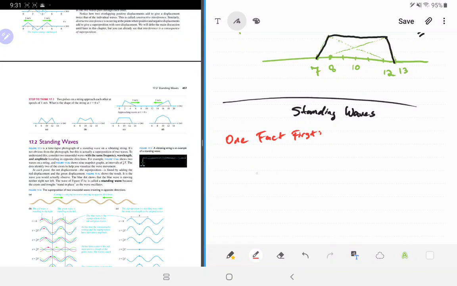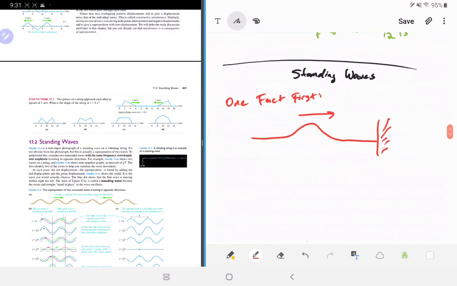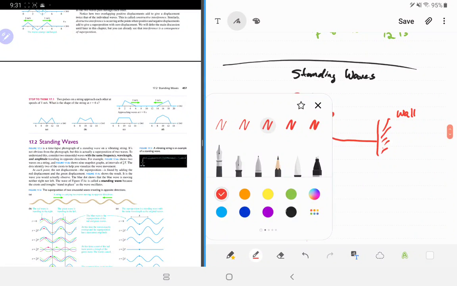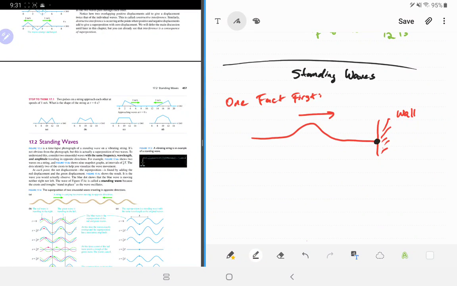So the fact is that if you have a wave pulse traveling towards a wall, this is a fixed wall. The rope is tied to the wall right there, so this spot can't move. What happens when the pulse starts to arrive at the wall?